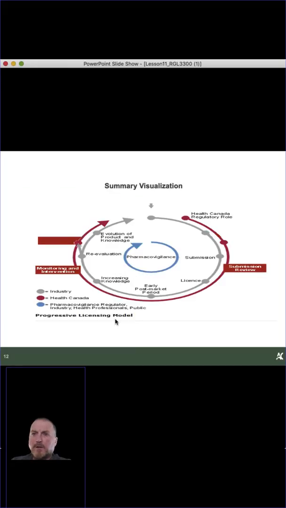Okay. Now this final slide gives you a picture of what's going on in pharmacovigilance. You may have seen this picture on Health Canada's websites or whatever. But it is a good way to look at the entire system through one flow diagram.